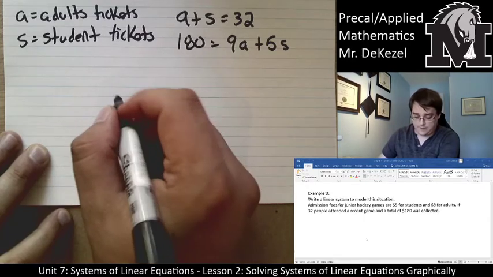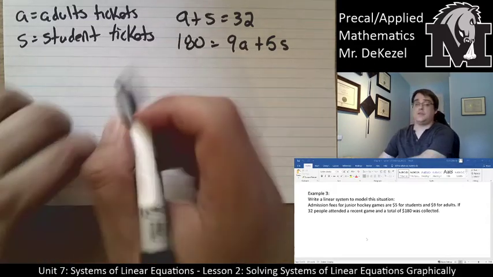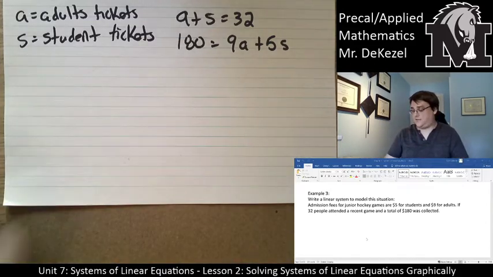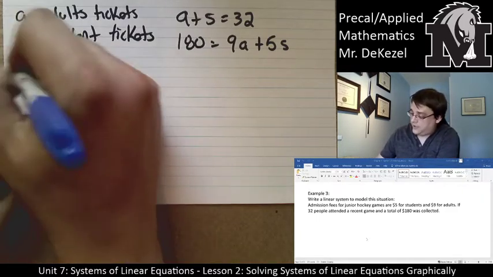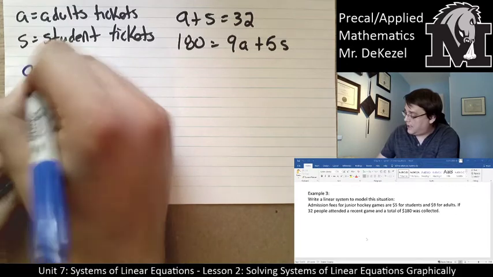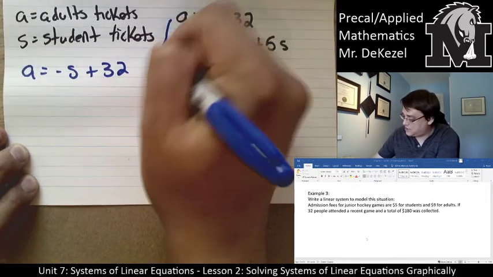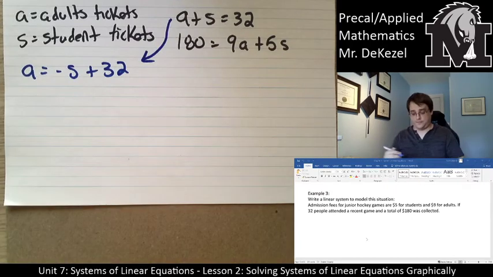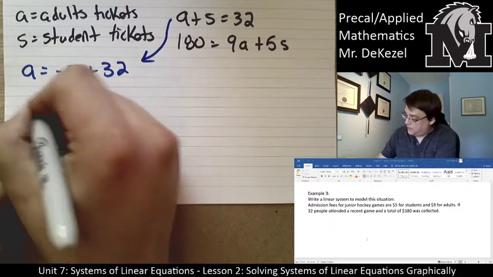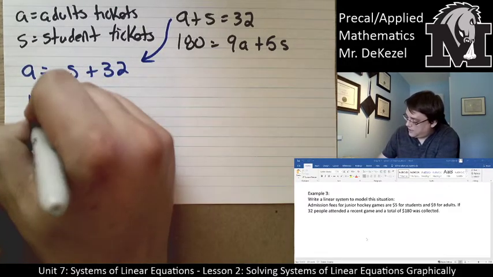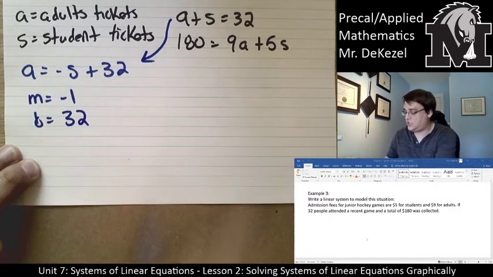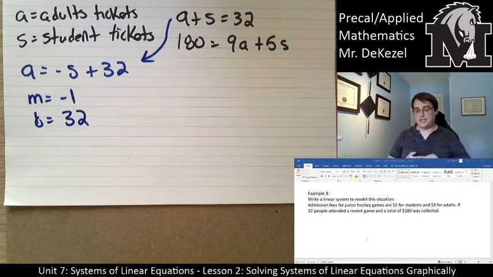So, let's rearrange these. Do this in a different color because I feel festive. Okay, so A is going to be our Y. So A is equal to negative S plus 32. That is this equation rearranged, which means that our slope is equal to negative 1 and our intercept is 32.